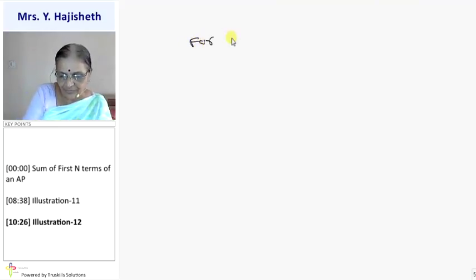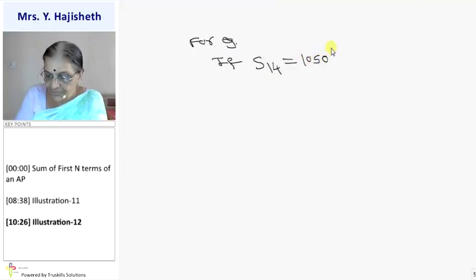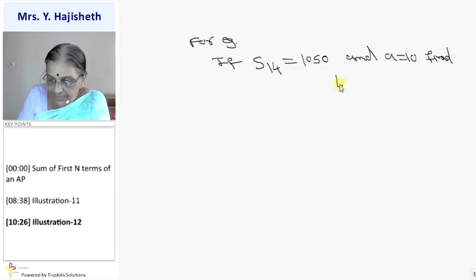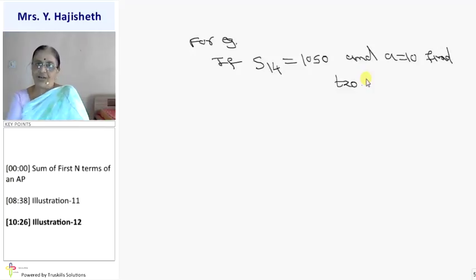Now another example I give you. For example, the reverse: suppose S14 is given as 1050. Earlier I asked for Sn, here S14 is given. And what else is given? a is given as 10. And you are asked to find T20. Look, S14 is given, a is given, and you are asked to find T20.